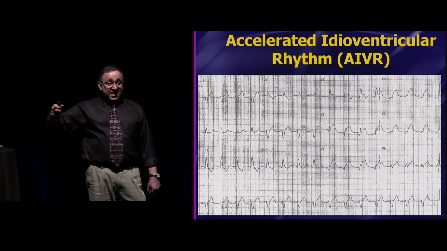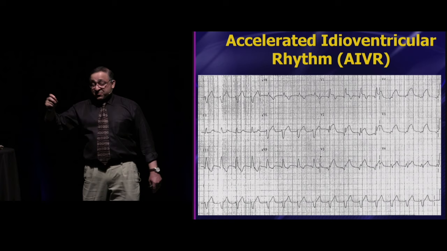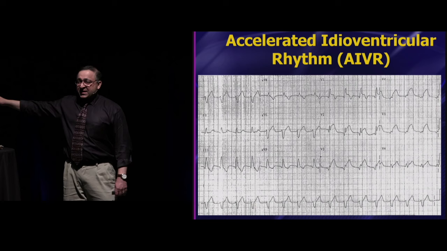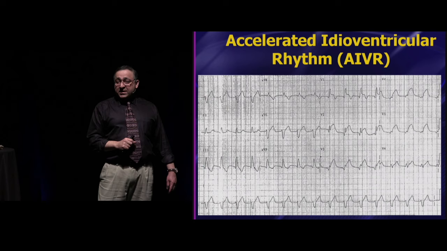And if you look at the top and say, oh my God, they're in VTAC, and they're stable, so oh my God, they're in stable VTAC, I better give them lidocaine or amio or procainamide. What do those drugs do to this rhythm? They turn it into asystole. They abolish the escape rhythm. All right? And I know of cases like that.